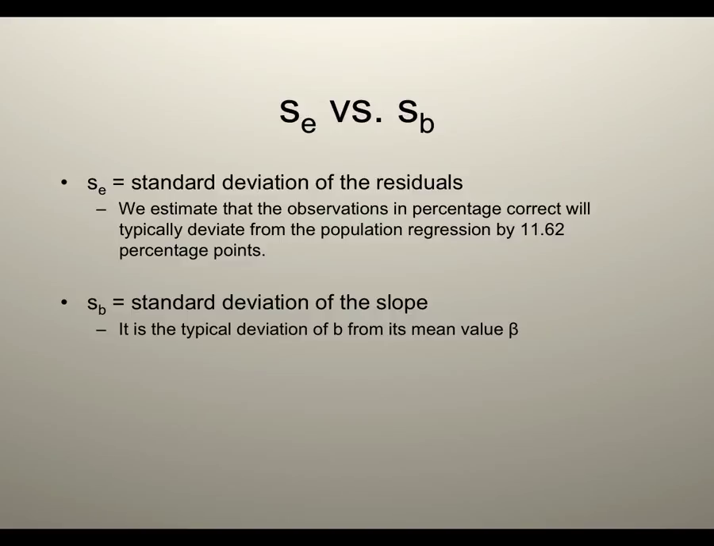So in this case, we estimate that observations in percentage correct, so in the y direction, typically deviate from the population regression line by 11.62 percentage points. So SE, because it has to do with residuals, residuals only have to do with the y direction, have nothing to do with the x direction. So that's SE. So write that down and then stop before you start writing SB. Or you guys write SB too, and then we'll talk about it.